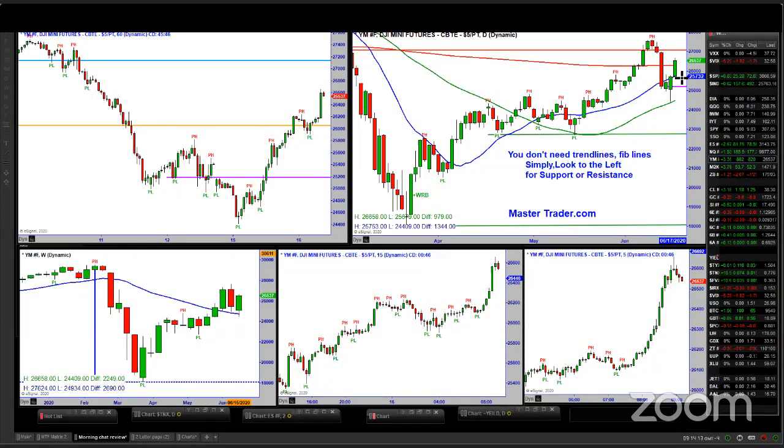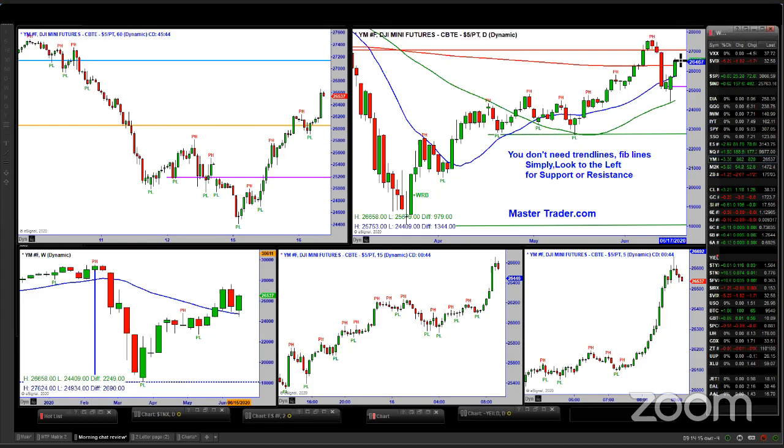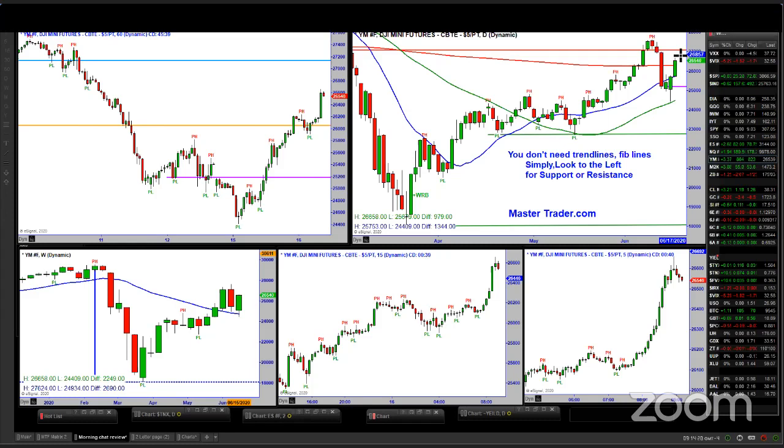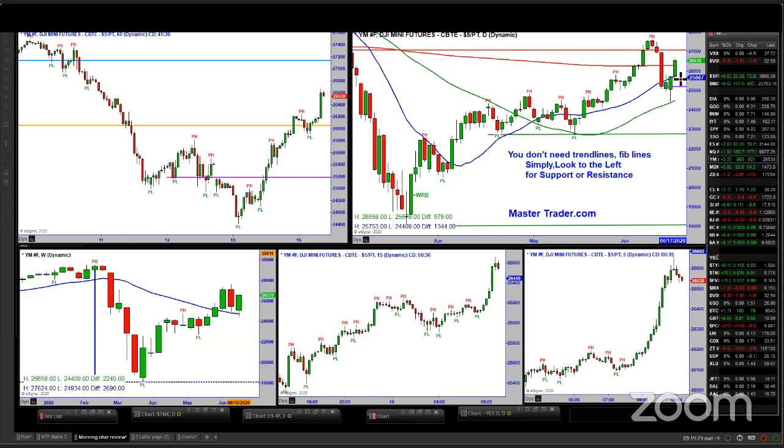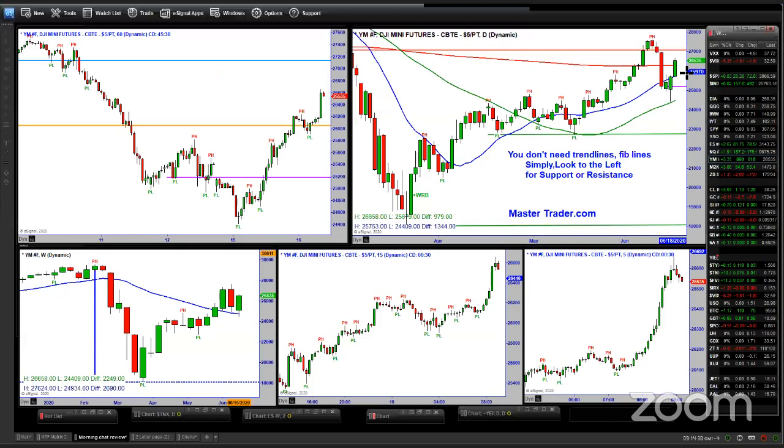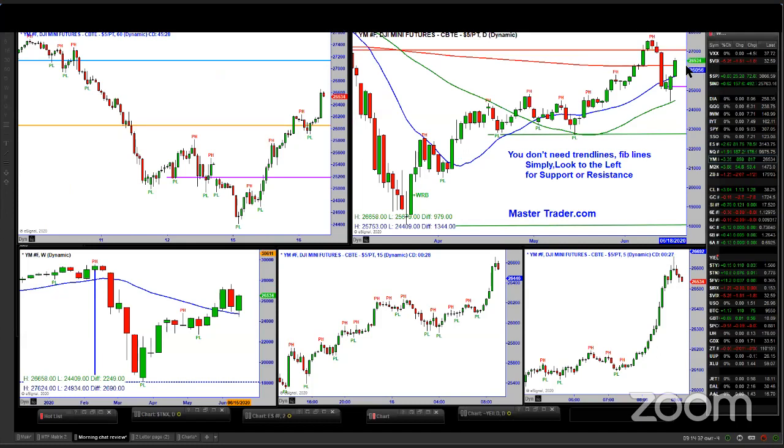If at 4 o'clock this looks like this or further in, okay, bulls held on to it. If at 4 o'clock this looks like a topping tail bar, the party hats are going to come off. So let's see what happens.